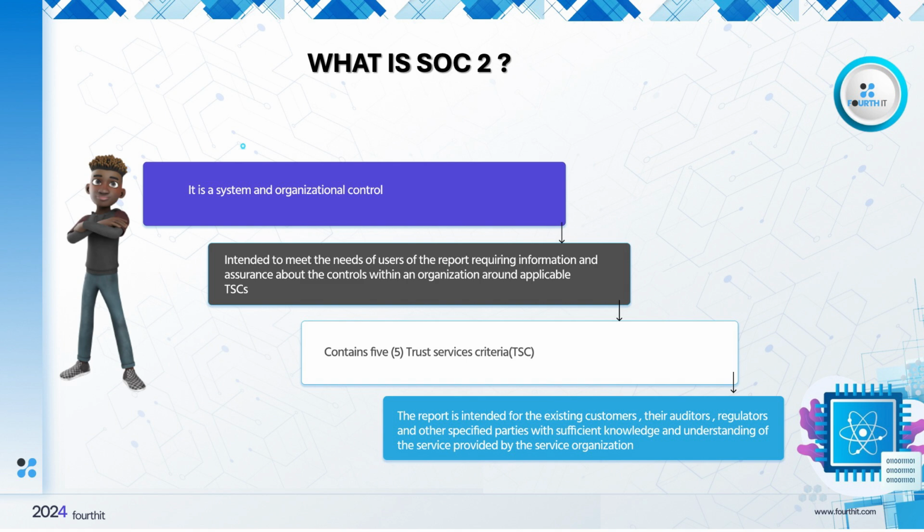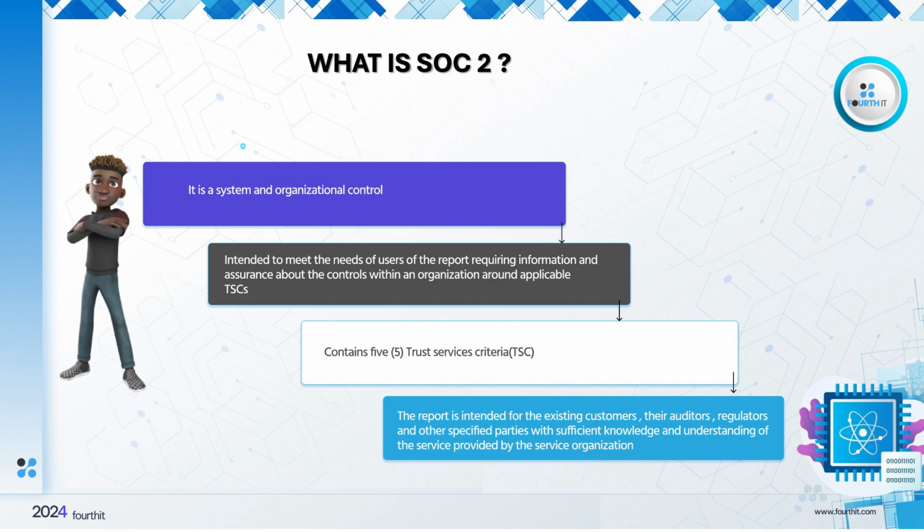SOC 2 may not cover all trust service criteria, as vendors can choose which criteria they want to be audited on, because not all vendors have all 5 trust principles. So if you are assessing a report by a vendor, you are assessing it based on what they are being audited on, whether it's security, privacy, availability, confidentiality, or processing integrity.